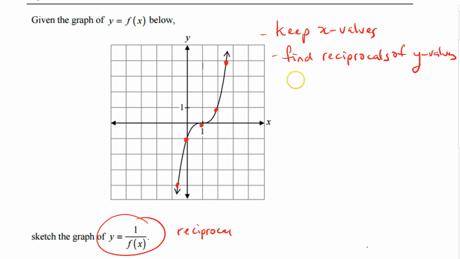So remember, what are reciprocals? The reciprocal of 1 is 1 over 1, so it's still the same. The reciprocal of 2 is a half. The reciprocal of, say, negative 1/4 is going to be negative 4. So this is how reciprocals work. So let's try a few examples. Maybe I'll clean up my workspace here, and we'll try to make a table first of x values, and then we'll say, well, what was the y value for f of x, and then what would be our new y value for 1 over f of x.